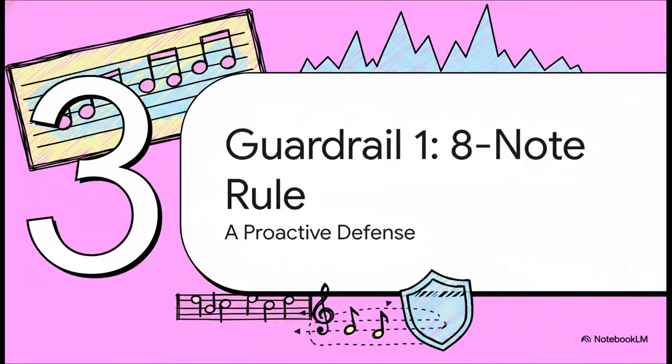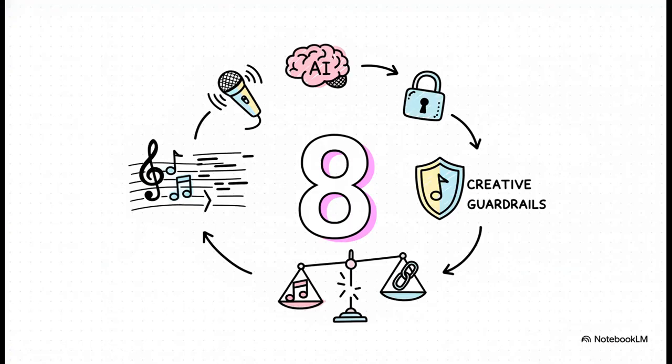Okay, let's get into the first and, honestly, the most important guardrail. This one is all about the melody. Why melody? Because if you look at the history of music copyright lawsuits, melody is almost always the star of the show. So this is your first and best line of defense. The absolute core of this defense comes down to one single number: 8. But why 8? What is so special about a sequence of 8 notes that it becomes the entire foundation for the system?